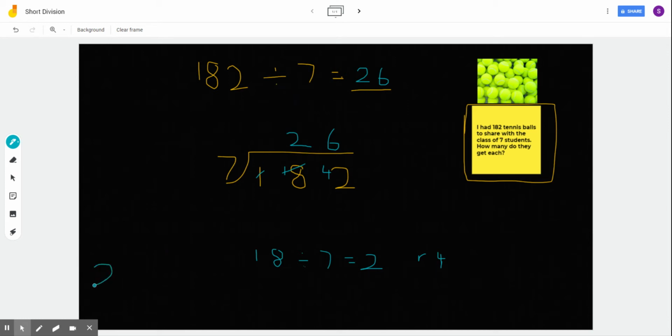I can go 26 times 7, and that should equal 182. So that's my final way of checking there.